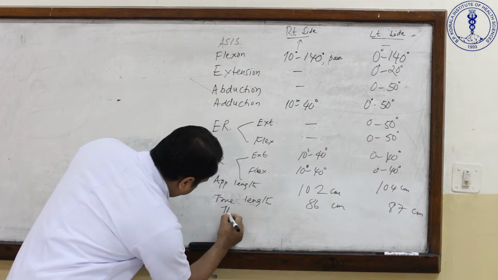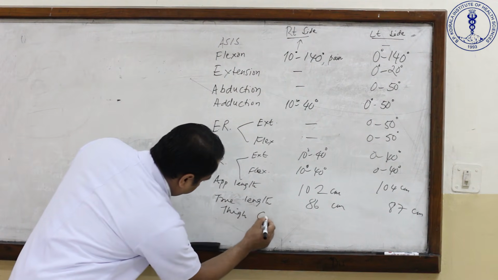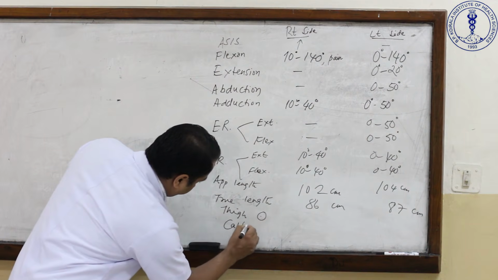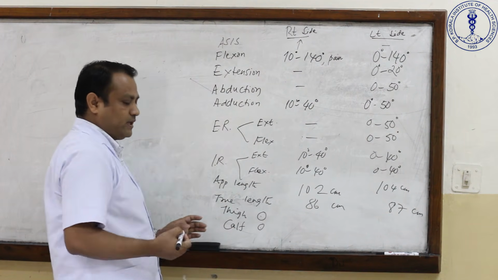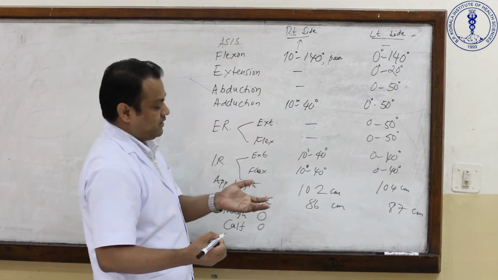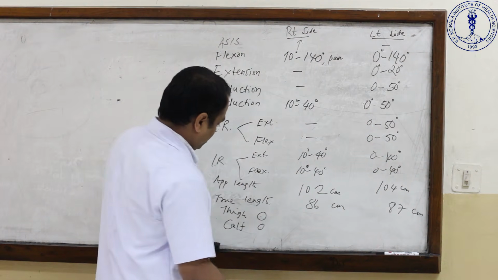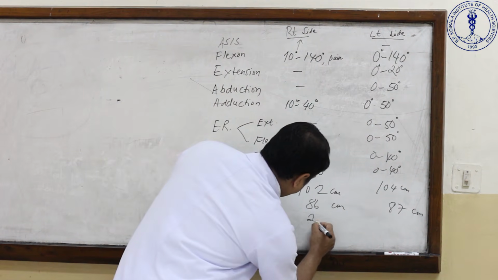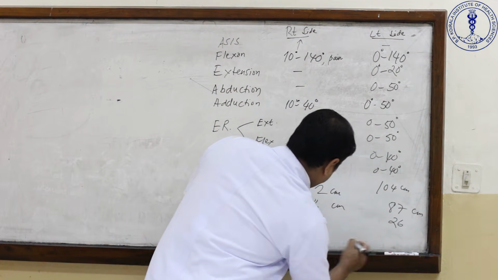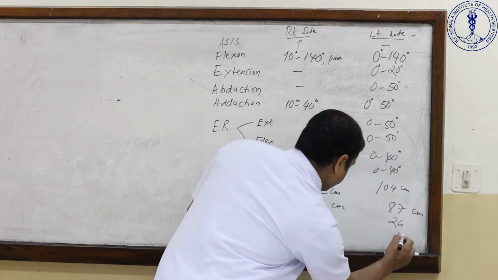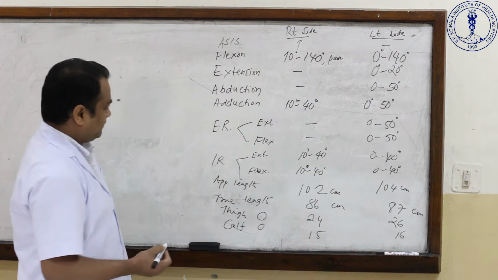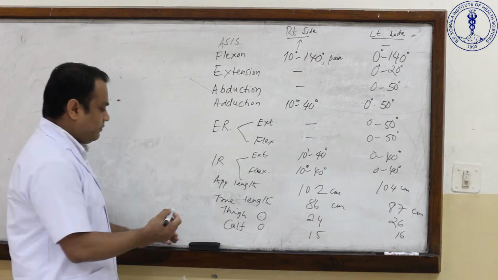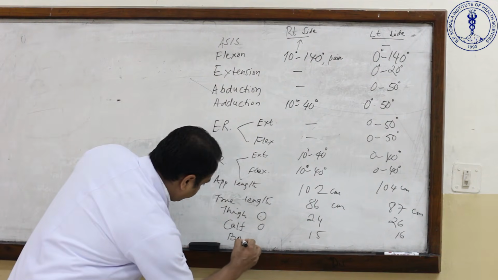Next we have measured the thigh circumference and calf circumference. In prolonged cases of hip pathology, you may expect thigh and calf wasting also. Let's say this is 24 and this is 26, and this is 15 and this is 16. Finally, we have drawn a Bryant's triangle also here. You can write Bryant's triangle here.